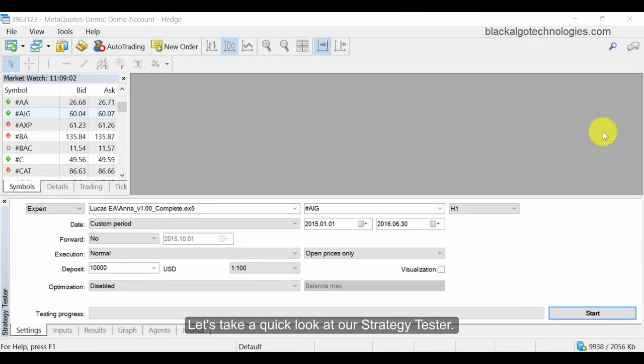Let's take a quick look at our strategy tester. So we have seen how it worked the other time, but we did not talk about 4 things. So let's do that right now.